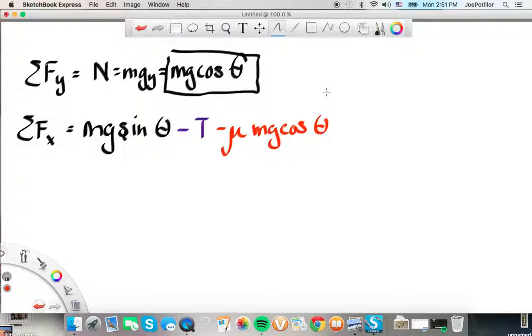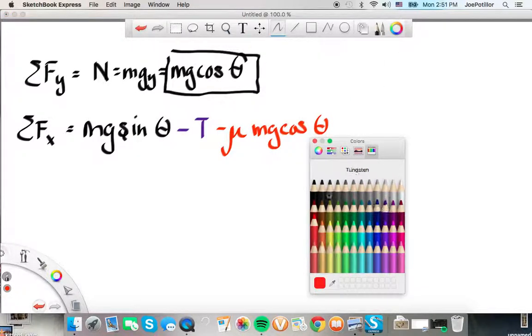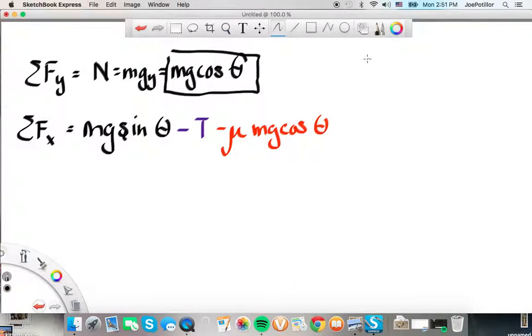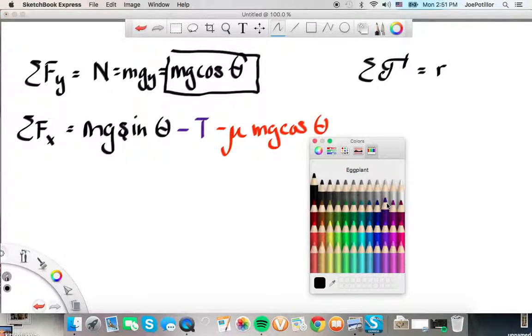Now, the problem here is, of course, the tension force is unknown. So with that, we have to work with the torque equation here. I'll call the sum of torque going to equal the radius of the pulley multiplied by the tension of that pulley.